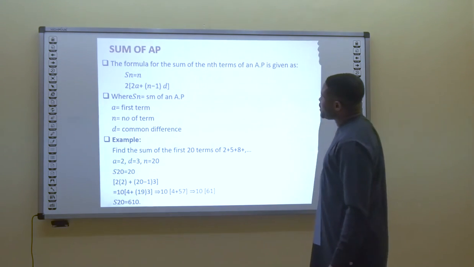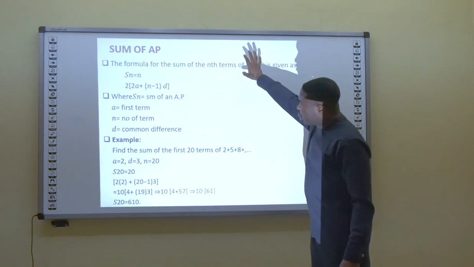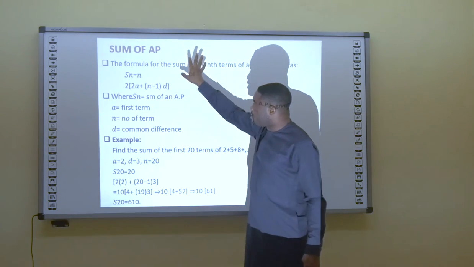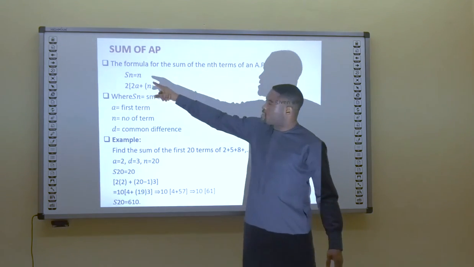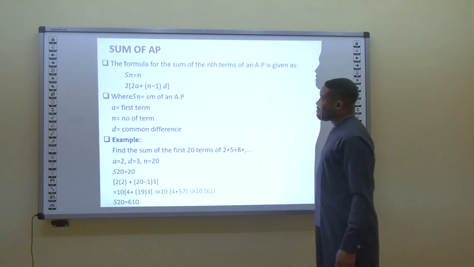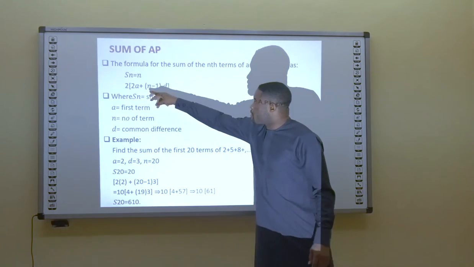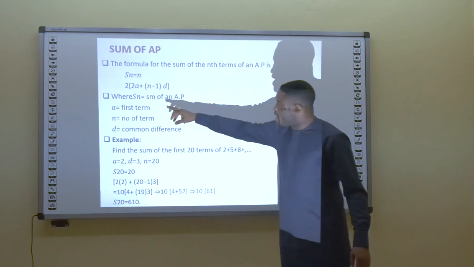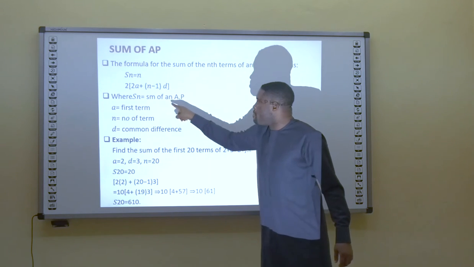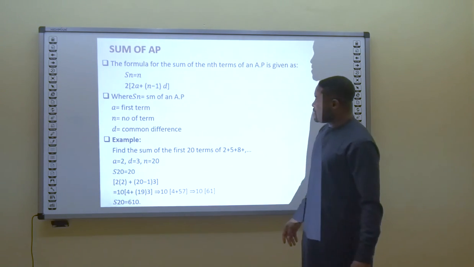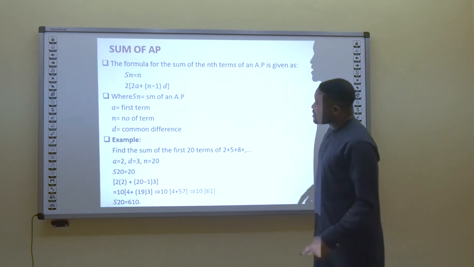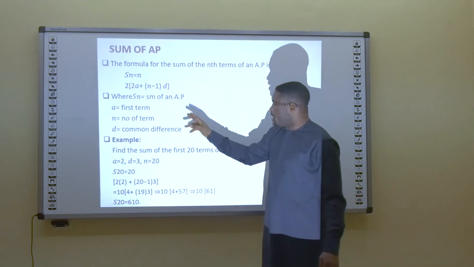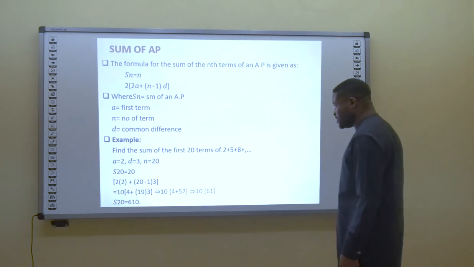So this is the formula for the sum of an arithmetic progression. AP is just arithmetic progression, that's the full meaning. The formula is given as Sn equals n over 2 times (2a plus (n minus 1) times d). Sn is the sum of an arithmetic progression, where a represents the first term, n represents the number of terms, and d represents the common difference.